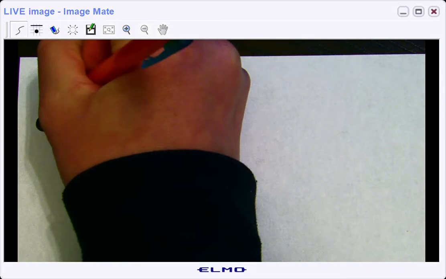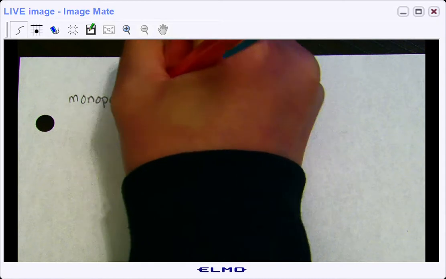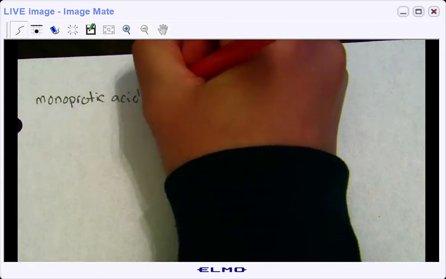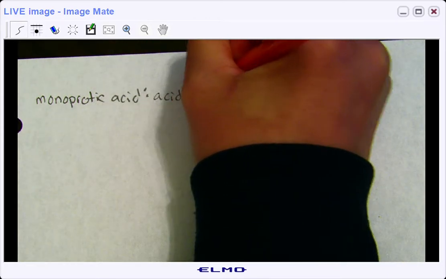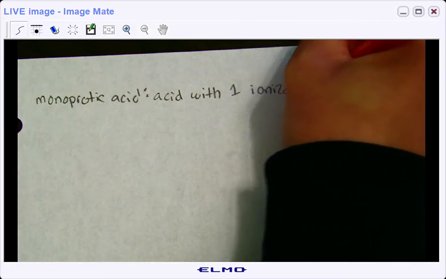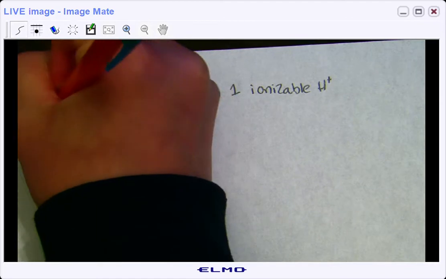So let's take a look here and look at the concentration of different parts of an acid when that acid ionizes. Let's just do a quick review. We know that a monoprotic acid is an acid with one ionizable hydrogen. And we know that a polyprotic acid has more than one ionizable hydrogen.